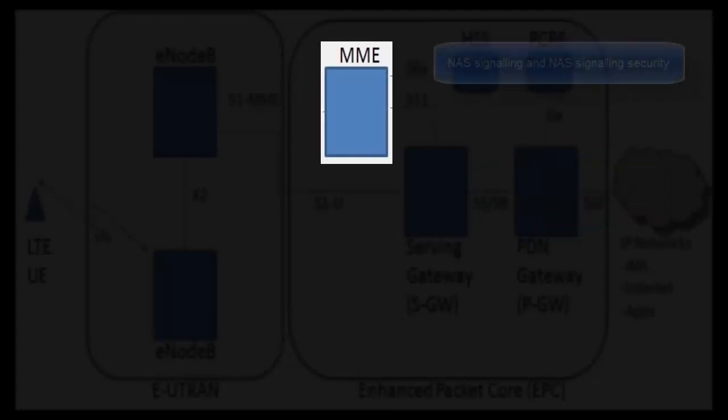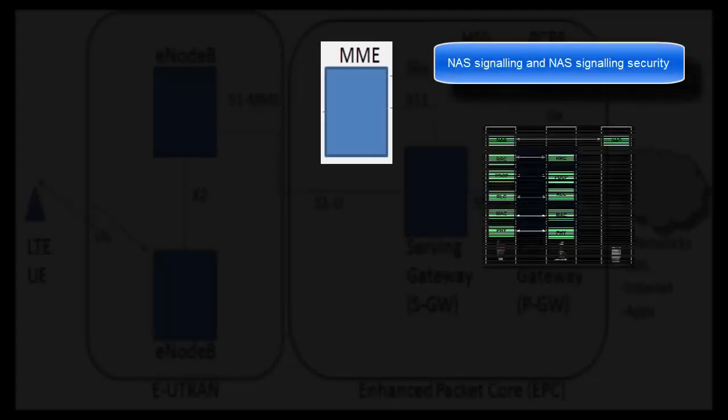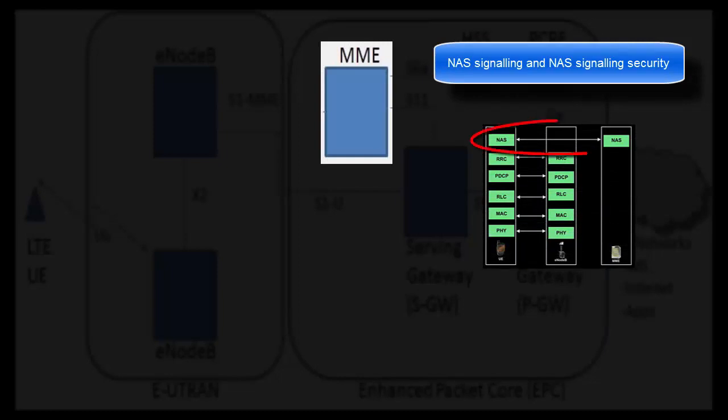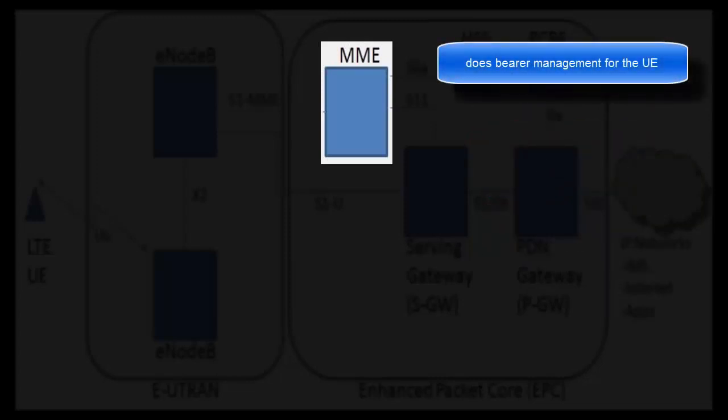The third task is NAS signaling and NAS signaling security. The NAS layer of the protocol is present in the UE and the MME. The MME is responsible for NAS signaling and security of NAS messages. The MME also does bearer management for the UE. If at this moment you do not understand what a bearer is, don't worry. We will discuss this topic in coming videos.